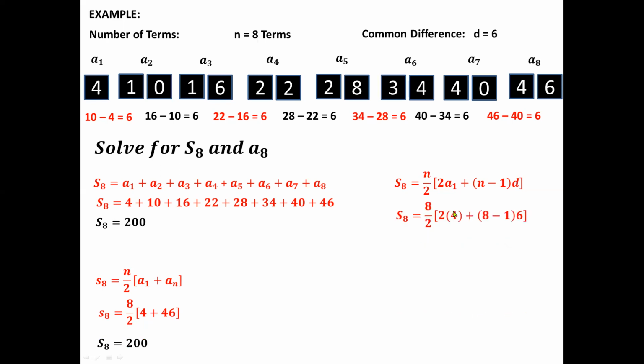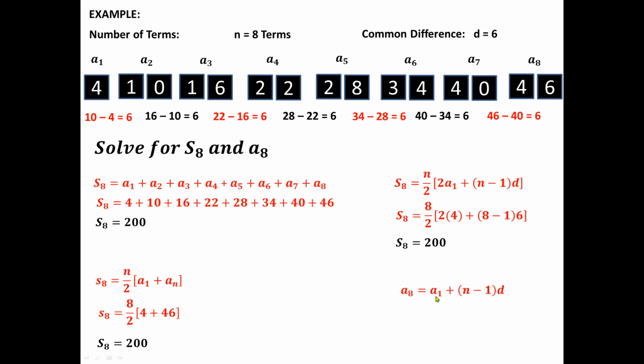Direct substitution tayo gamit ang formula. N is 8, that's why we have 8 over 2. Then 2A sub 1 or 2 times 4. N minus 1 or 8 minus 1. And then the value of our common difference D is equal to 6. Now if we're going to simplify the equation, ang value ng S sub 8 natin, 200 pa rin. Walang magbabago. Okay. How about A sub 8?